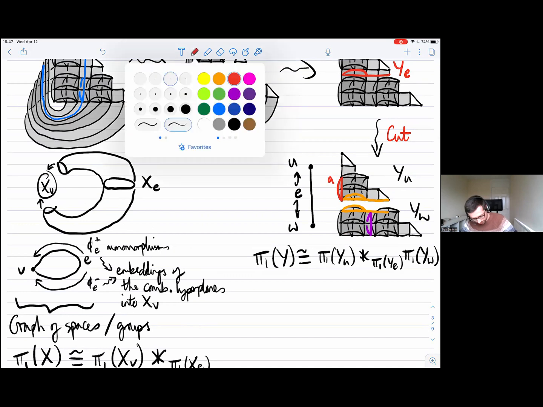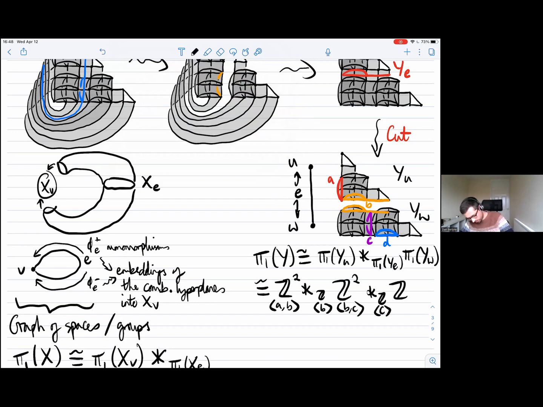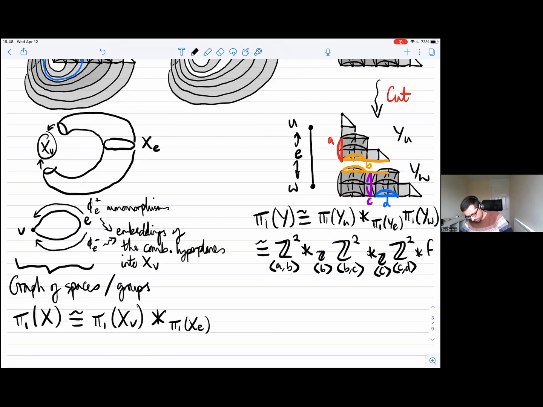So let's call this A. This loop gives a generator B. And then let's call the purple one C. Then we also have D. Then the fundamental group of Y is going to be the Z squared generated by the A and B that form the torus on the top, amalgamated over the Z generated by B with the Z squared generated by B and C, amalgamated over C with the Z squared generated by C and D. And then finally, we have a copy of F3 corresponding to these three triangles.